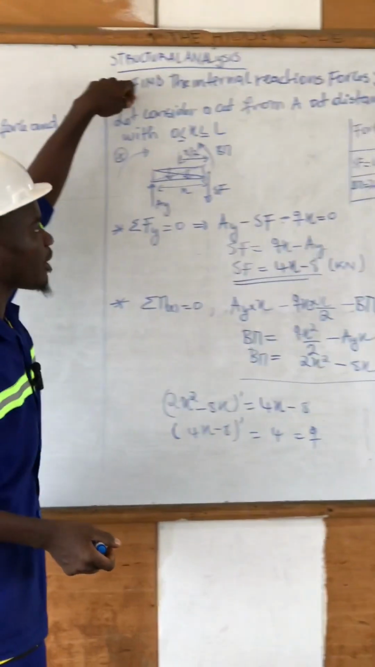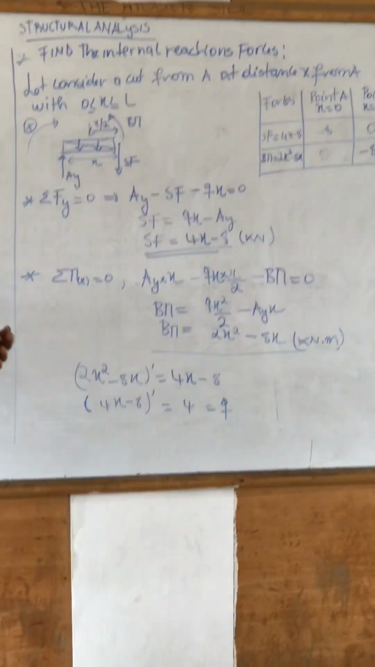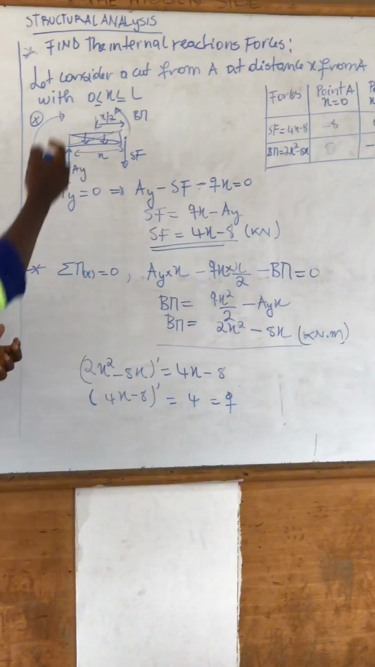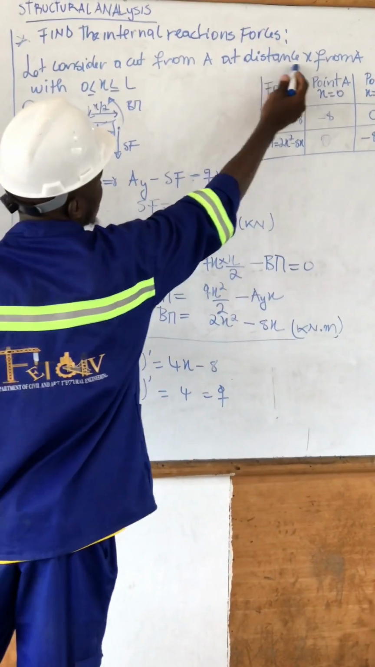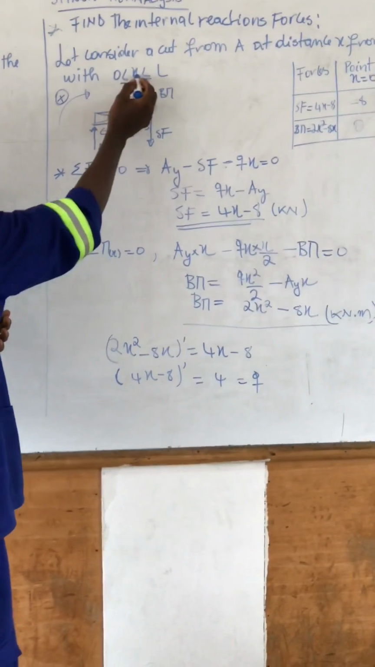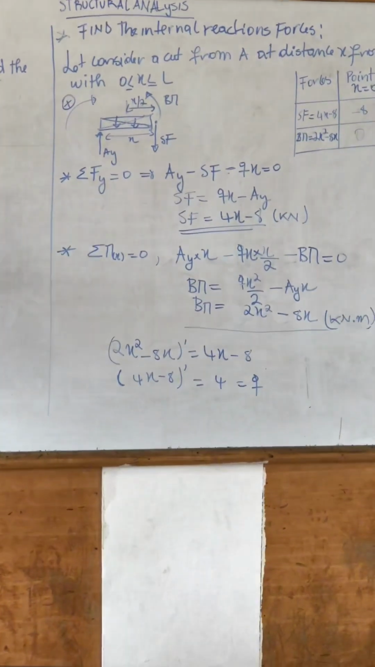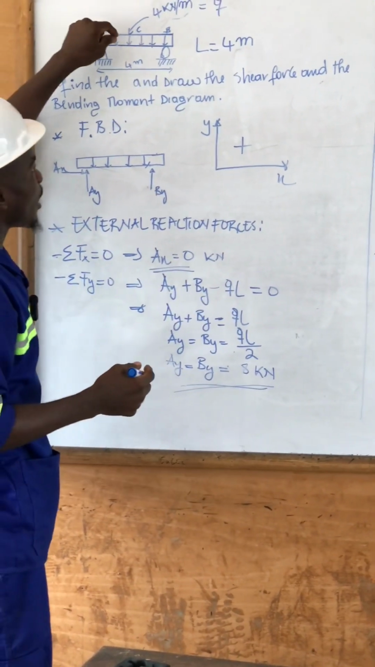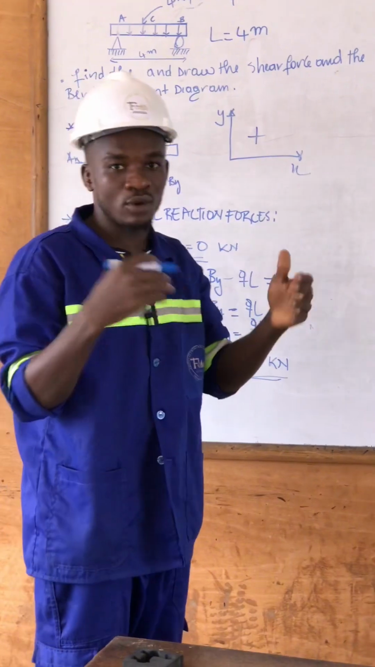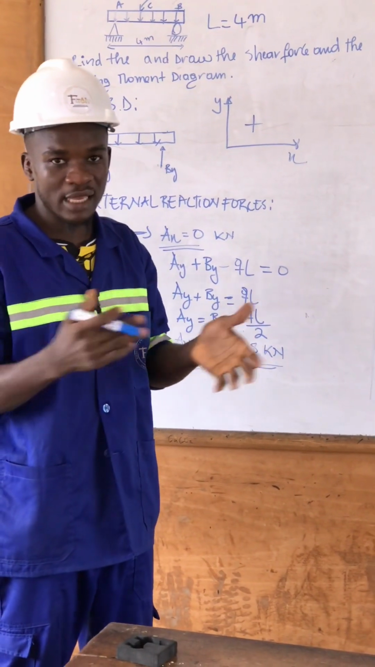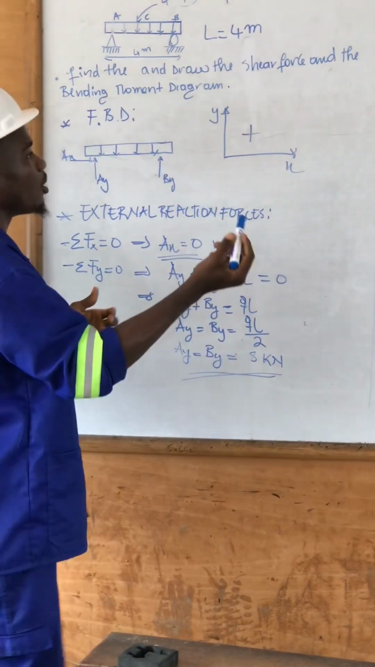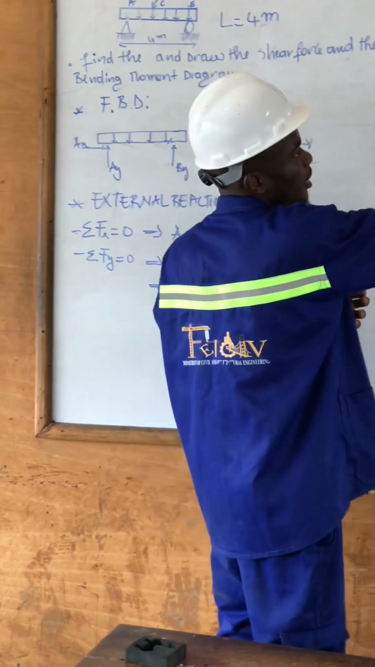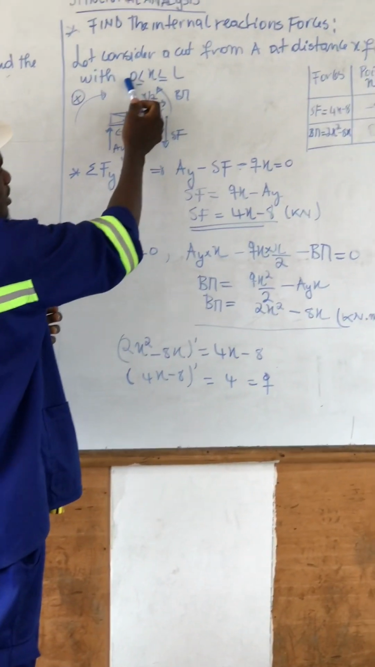We go for the internal reaction forces. How do we get the internal reaction forces? By making a cut on our structure. So let's consider a cut from A at a distance x from A, with x within 0 to L. Remember, here we have a uniform distributed load, so the reaction of our structure in response to the forces exerted on it will be the same all over the span. That's why we are taking the cut here all over the span.